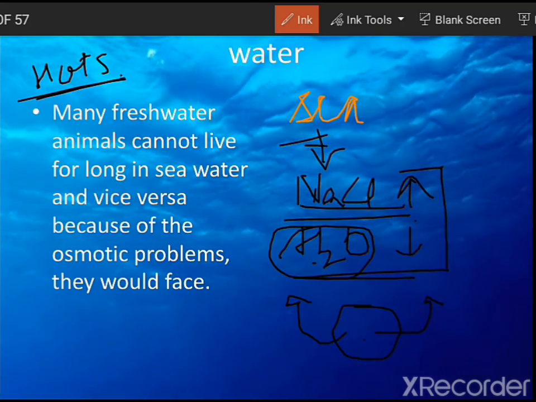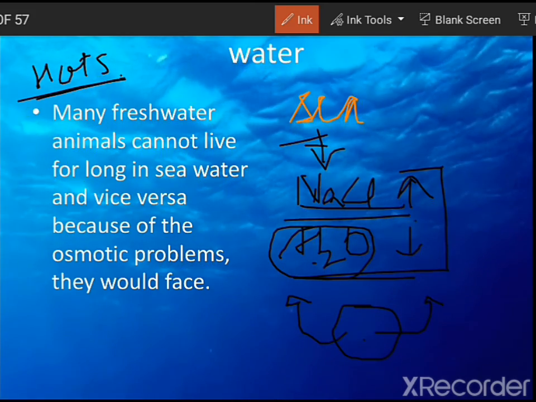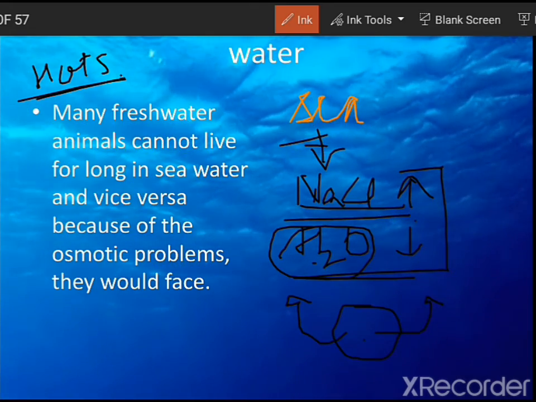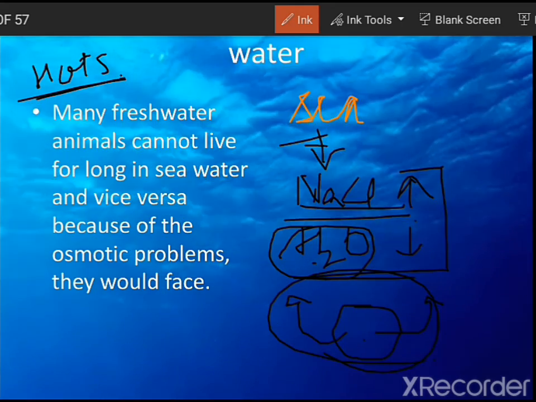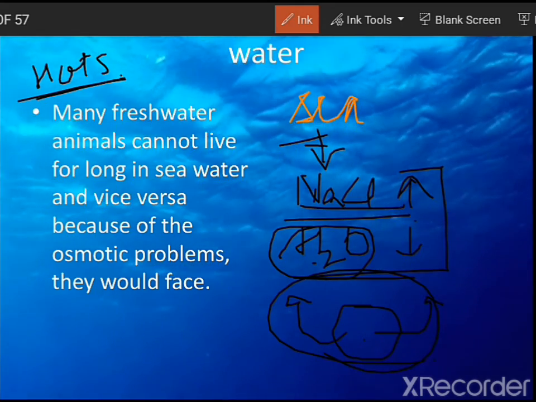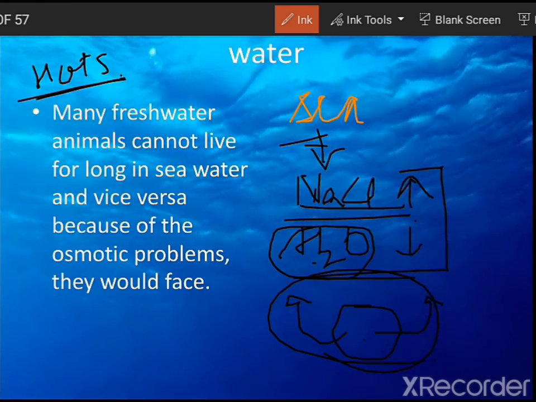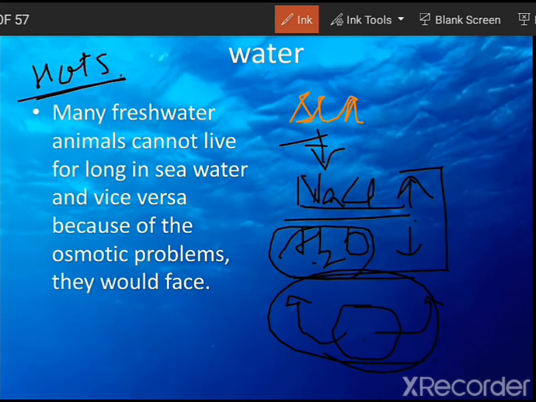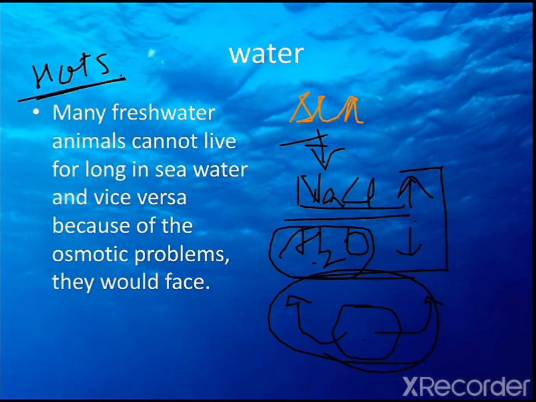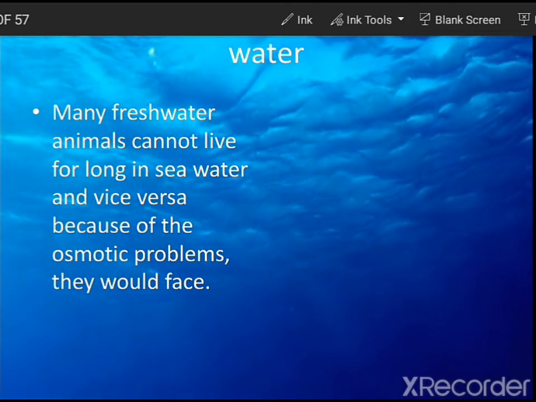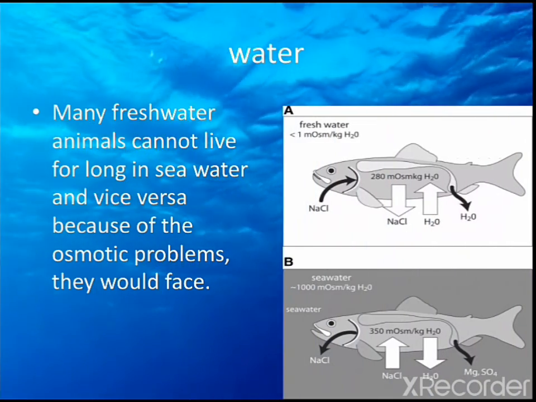Now, if I take this particular fish and put it in freshwater, where the concentration of water is higher, still the water will be moving out. So excessive loss of water from the fish's body can result in the shrinking of the cytoplasm of the fish, and that can ultimately result in the death of the fish. So due to osmotic reasons, there can be death of the fish. That is extremely critical. That is why freshwater animals cannot live in seawater and vice versa. So here we can see the scenario.